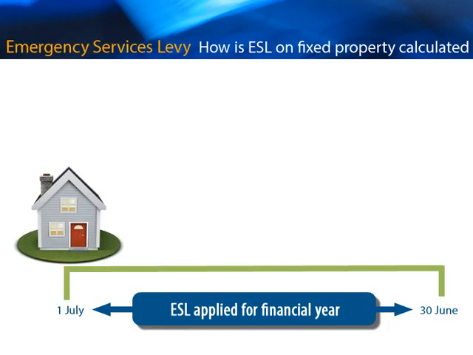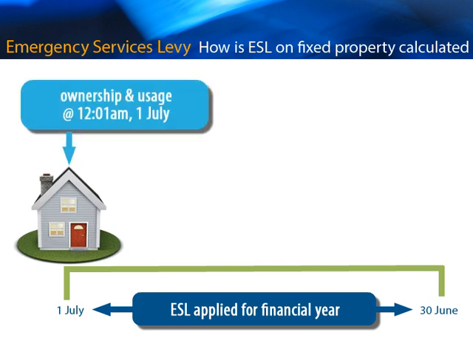The Emergency Services Levy on real property is levied each financial year. It is determined based on ownership and usage of land as at 12:01 a.m. on the 1st of July. The owner at that time is liable for payment of the Emergency Services Levy for that financial year.